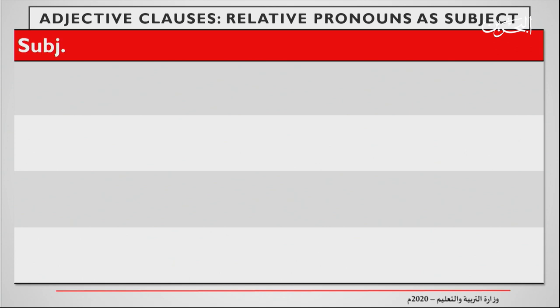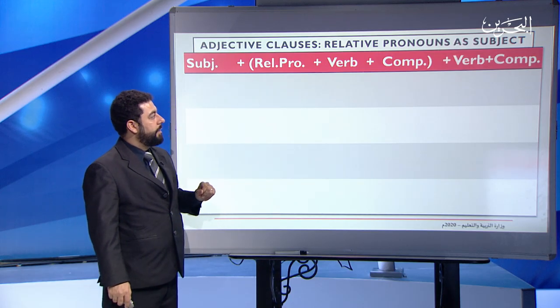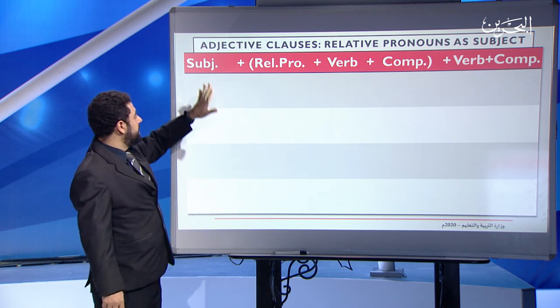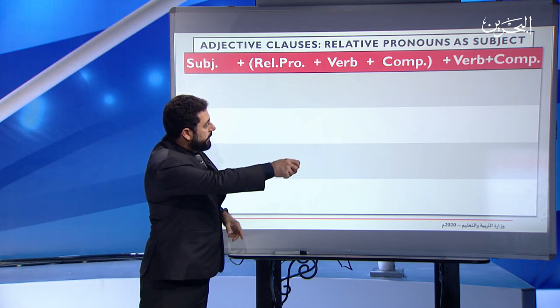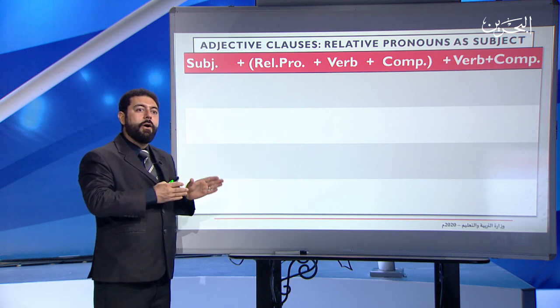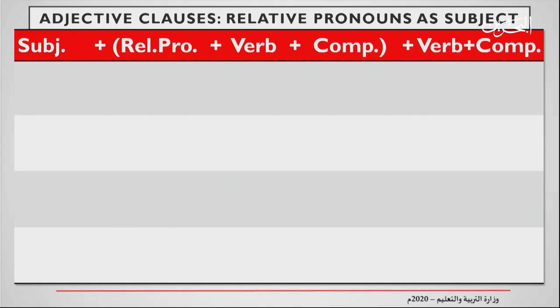Okay, this is how you build the sentence. You start with the subject plus a relative pronoun plus a verb plus a complement. As you see, the main sentence is subject, verb, plus the complement. This is the shortened version of the sentence. Now, if you add the relative clause, it should be this: relative pronoun, verb, plus the complement. Let's check with an example.